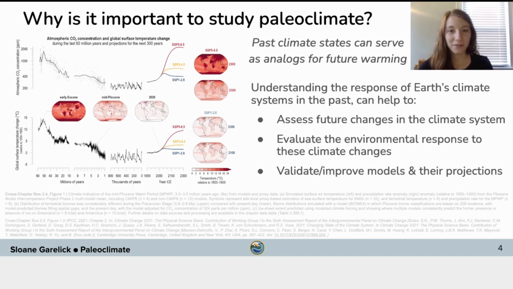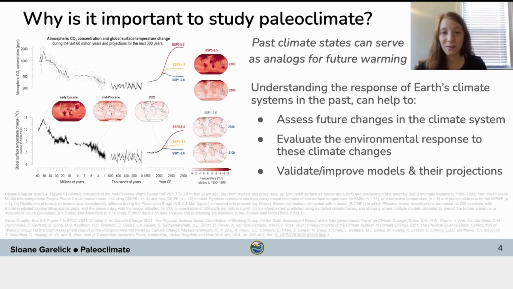Well, this figure on the left is showing changes in temperature and CO2 over the past 60 million years. And this data is shown in the black lines in both of these plots. On the right, the colored lines are representing future projections of changes in temperature and CO2. If you compare the magnitude of change in some of these future projections to past climate states, you'll see that there are some periods in Earth's history where there were similar temperatures and similar levels of atmospheric CO2 as to what's projected for the future.